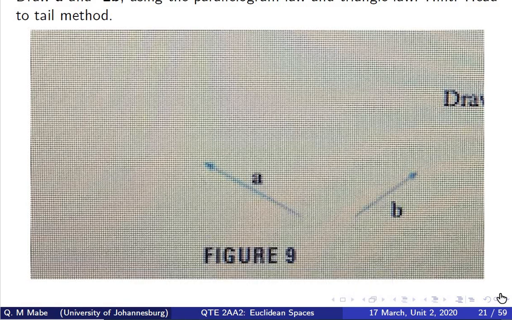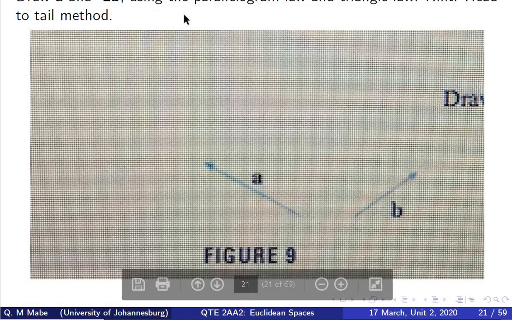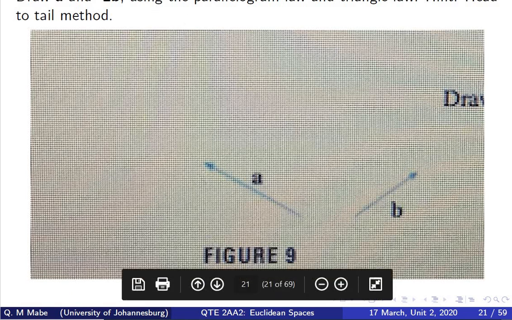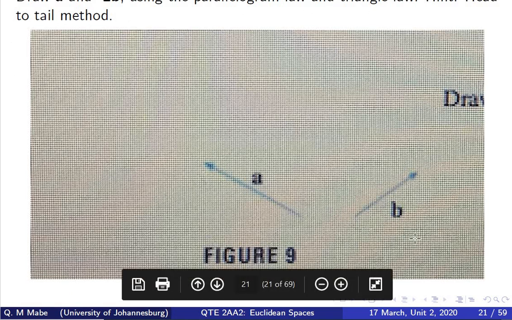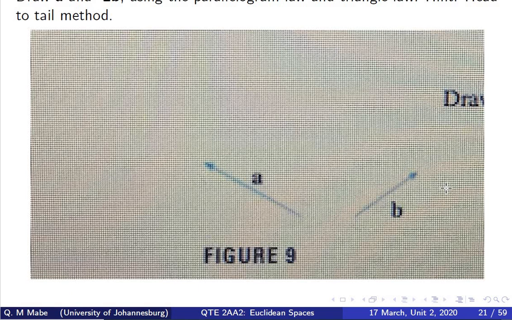So we can, in this case, our slide has been cut here. I will show you in the solution what we need to do here. We need to use the head to tail method, because our vectors are disjoint, right? If we join A with B, it means that the tail of B should join the head of A. So it means that this B will move to here to join the vectors.